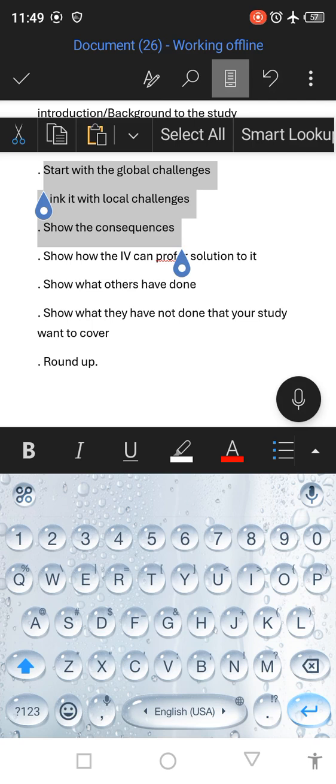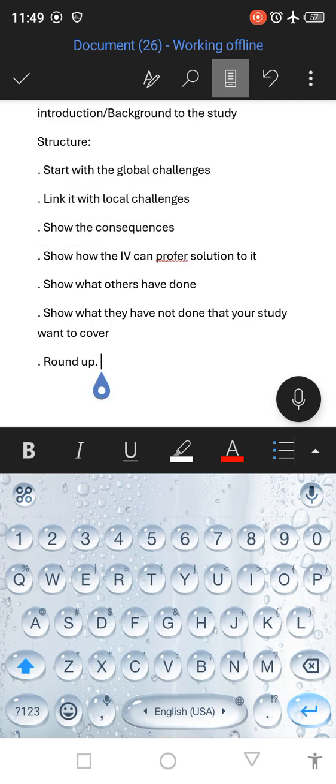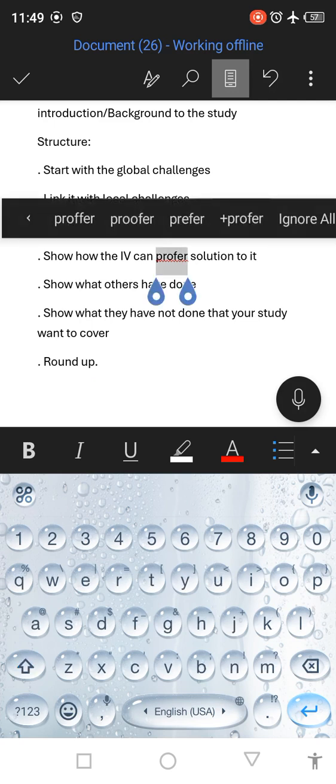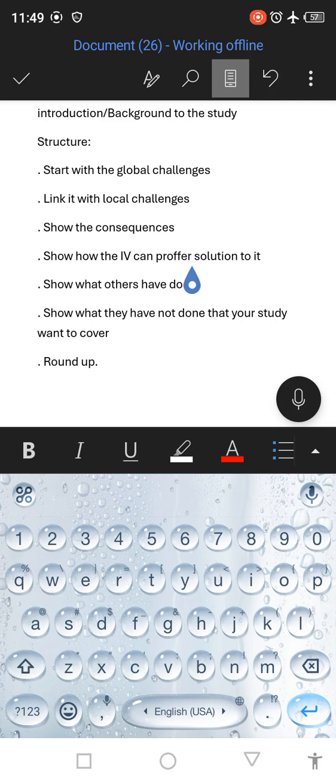So after that, you've discussed what these challenges are and their consequences. Now you have to talk about how your independent variable can provide a solution to the challenges that have to do with your dependent variable that you've talked about earlier on. Remember, it is the dependent variable that is problematic, and it is being affected by the independent variable.